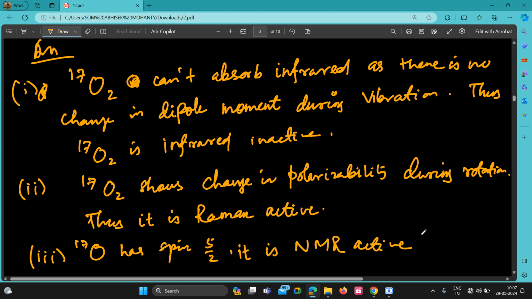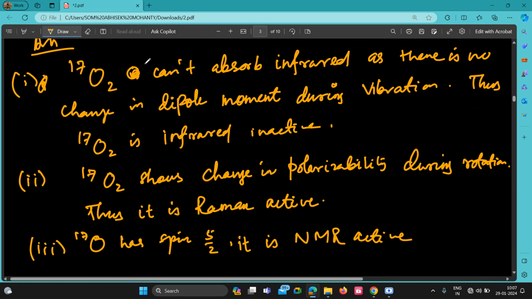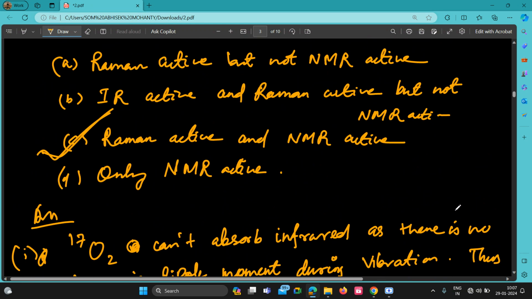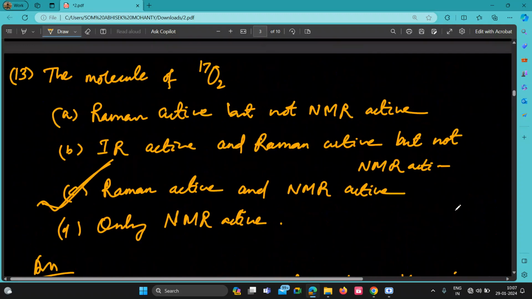Now you can see which options are correct. Raman and NMR active options. There is change in polarizability, that's why it's Raman active. It has spin 5 by 2, that's why it's NMR active. So oxygen is both Raman active and NMR active.